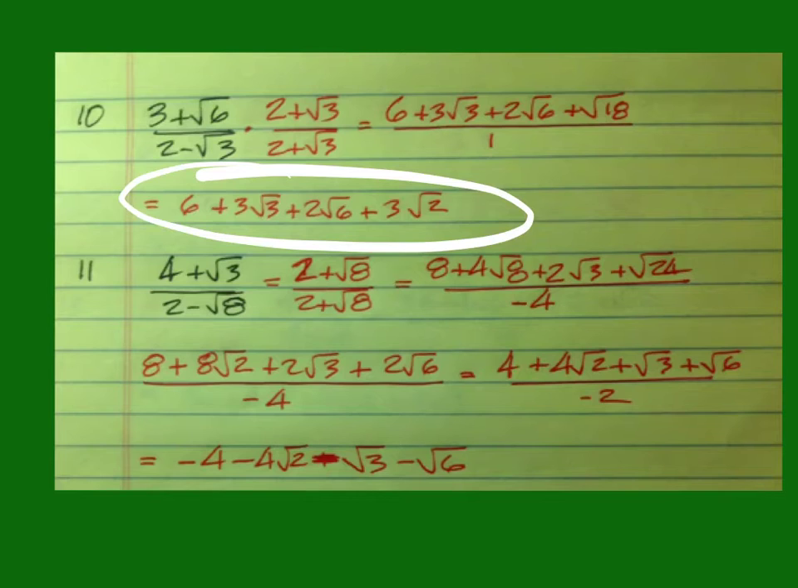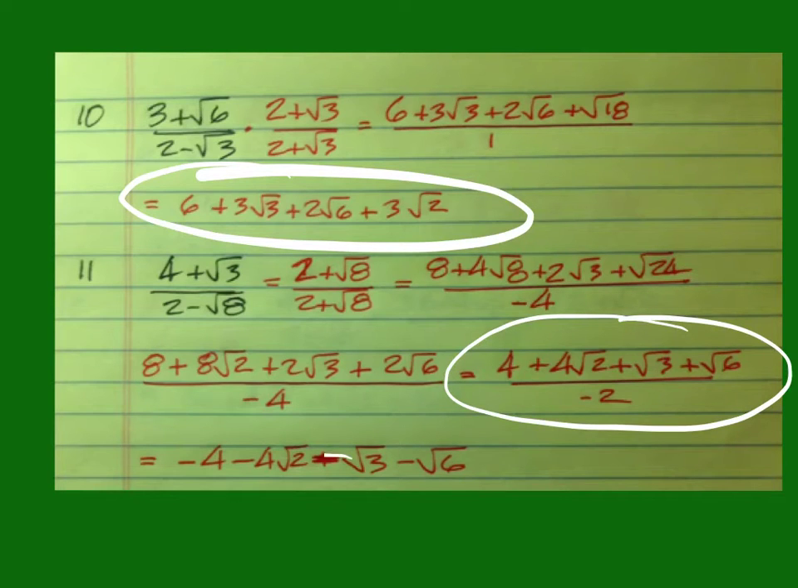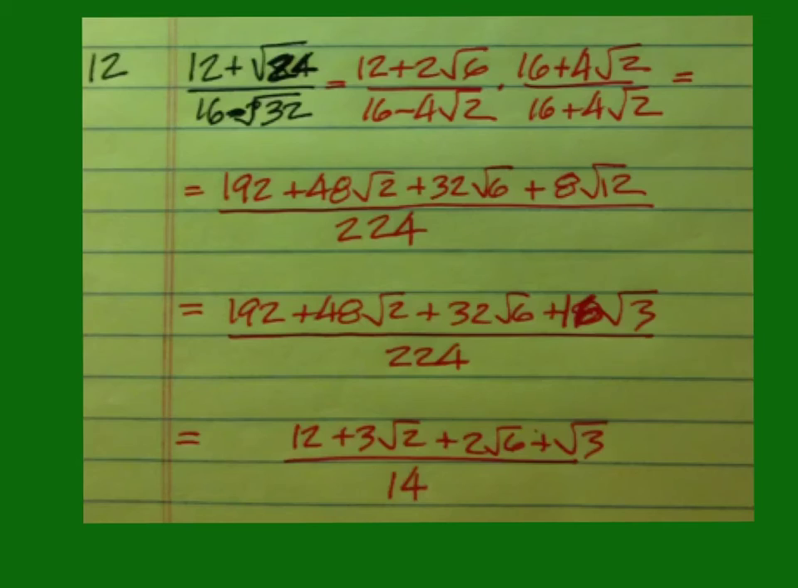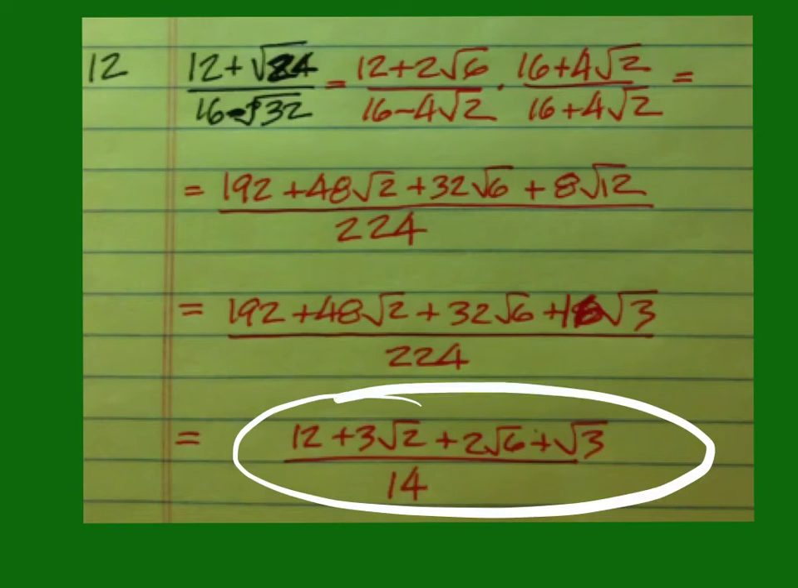And on number 11, there's a small problem here. When we cut these down in half, it should stay there. You can't go in half again, as I did. I made a mistake. And then with the negative sign on the bottom, it should be a negative 4 minus 4 square root of 2 minus square root of 3 minus square root of 6 over a positive 2. Number 12 should be 12 plus 3 square root of 2 plus 2 square root of 6 plus square root of 3 over 14.